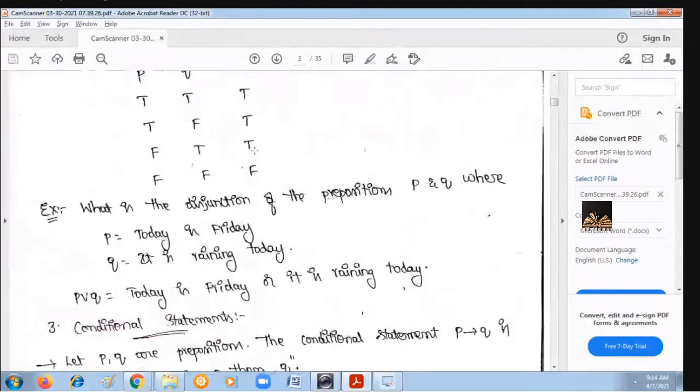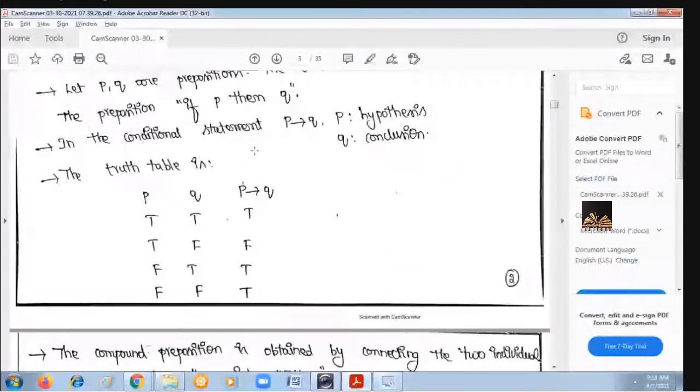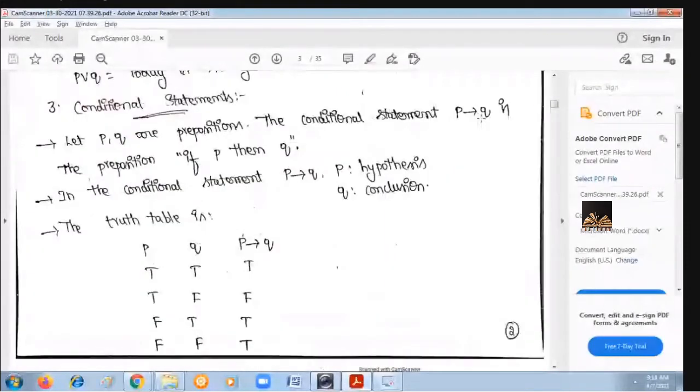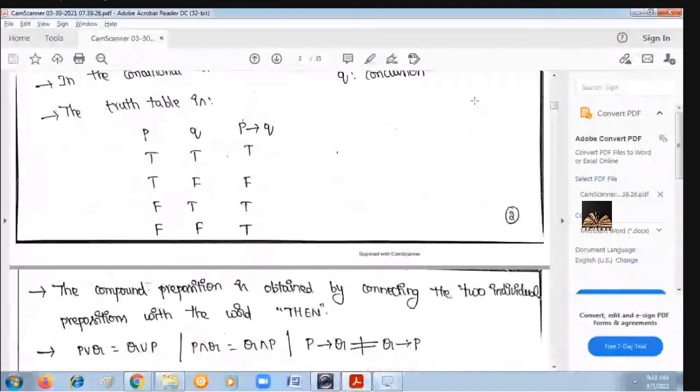And for the conditional statement, we'll write it as P implies Q. In this, we'll call P the hypothesis and Q the conclusion. Whenever only the conclusion is false, then the result is false. In all other cases, the result is true.